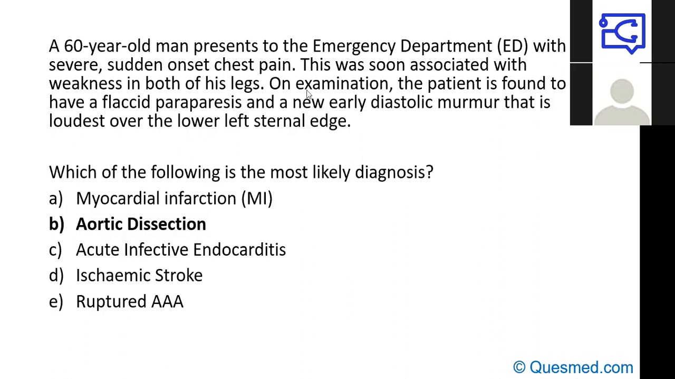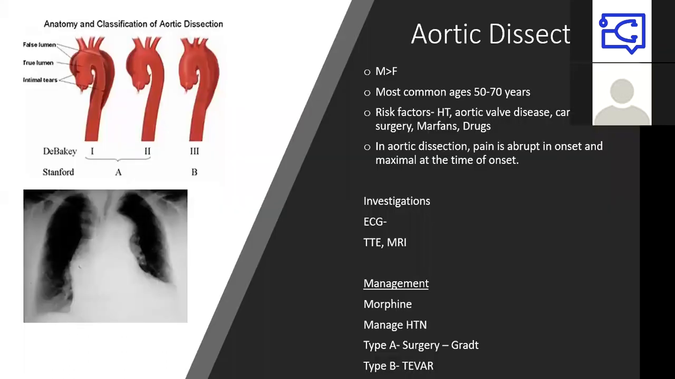But classic here is this new diastolic murmur. If you see somebody with a new diastolic aortic regurgitation, which is what is suggested here, you think aortic dissection. So what is aortic dissection? This is quite common, and sadly, a good 20%, depending on how bad it is, maybe even more, will die before they reach the hospital.